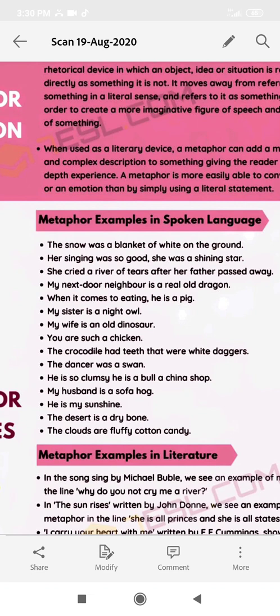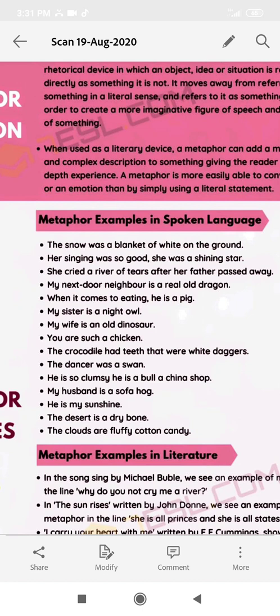Okay, next example, the crocodile had teeth that were white daggers. So here two things are compared, the crocodile's teeth and white daggers. The comparison is given without the help of a word like 'like', so it is a metaphor, a figure of speech. Crocodile ના જે teeth છે એ white dagger છે. Okay, so it is metaphor.